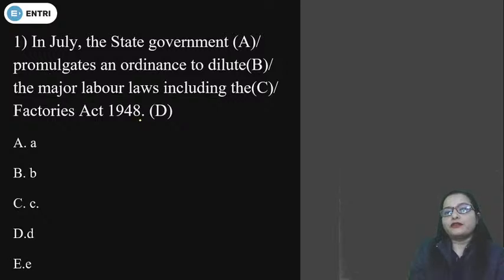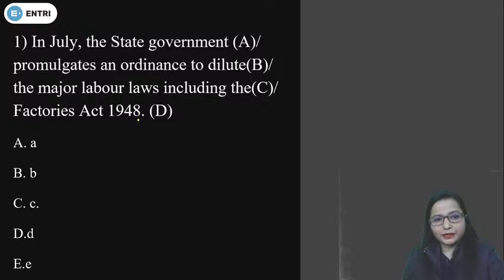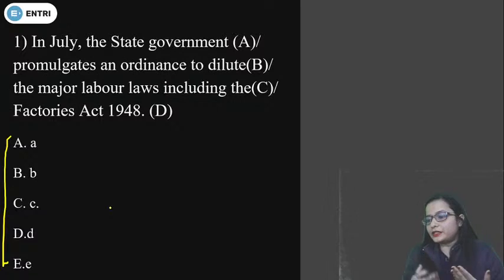So here is a question pattern you can see, where a question is divided into 4 parts, that is A, B, C, and D. After that you have these options, where you have to mark out of these options where you can find the error: A, B, C, D, or E. Sometimes you can have a different kind of question pattern.